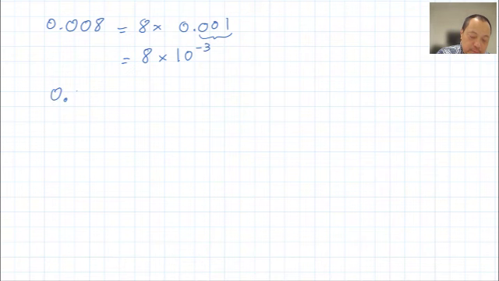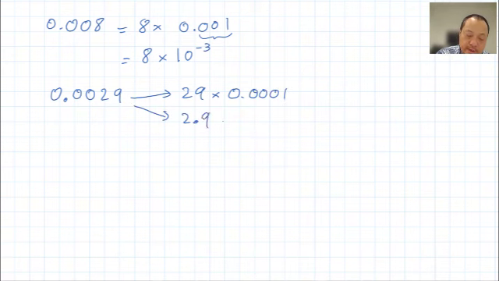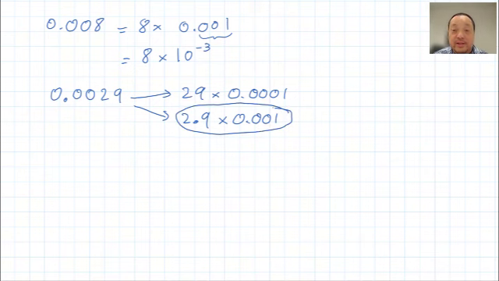Let's do one more example. If I have this decimal, there are 2 things I can do. I can do it as 29 times this kind of decimal, or I can do it as 2.9 times this kind of decimal. Well, we choose to do this for the same reason as before, because it's very close to this number, right? And that number is in the range of 3 decimal places, not 4.